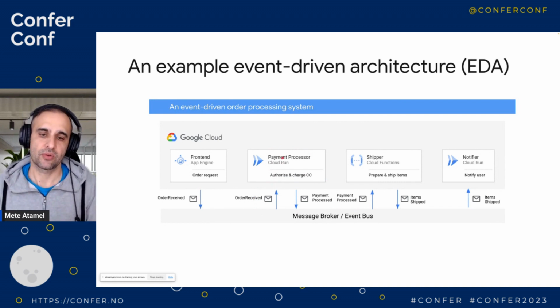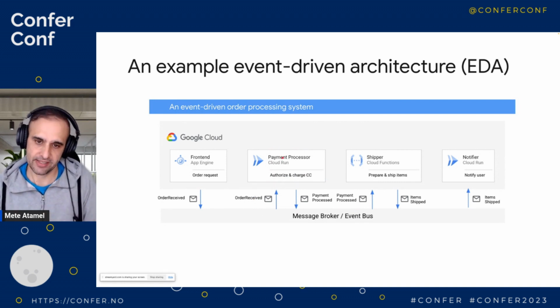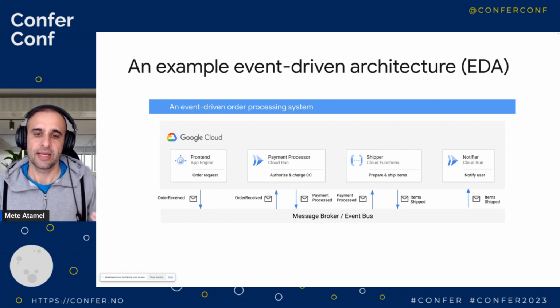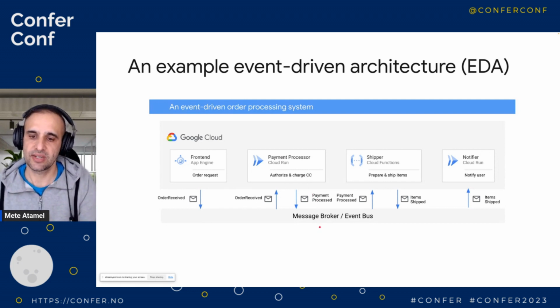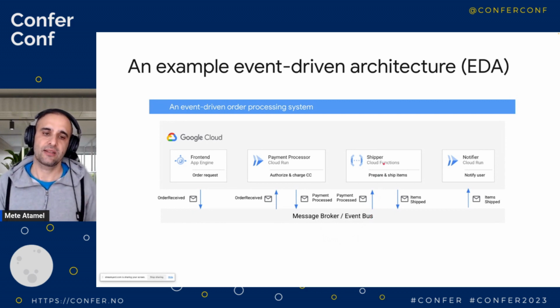Then the payment processor will do its payment processing. When it's done, it will emit another message, this time a payment processed message. Again, this goes to the message broker. The message broker figures out who's interested in this message and routes it to the shipper, and so on and so forth. So this is a very simplified event-driven architecture.